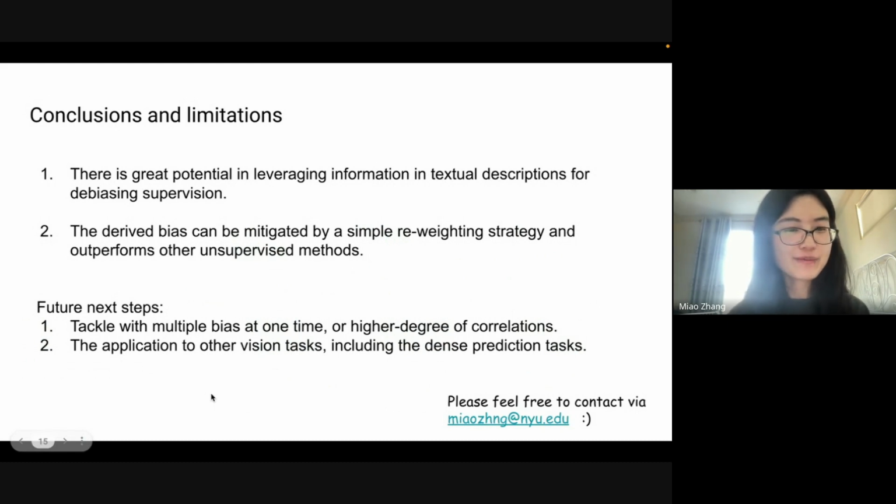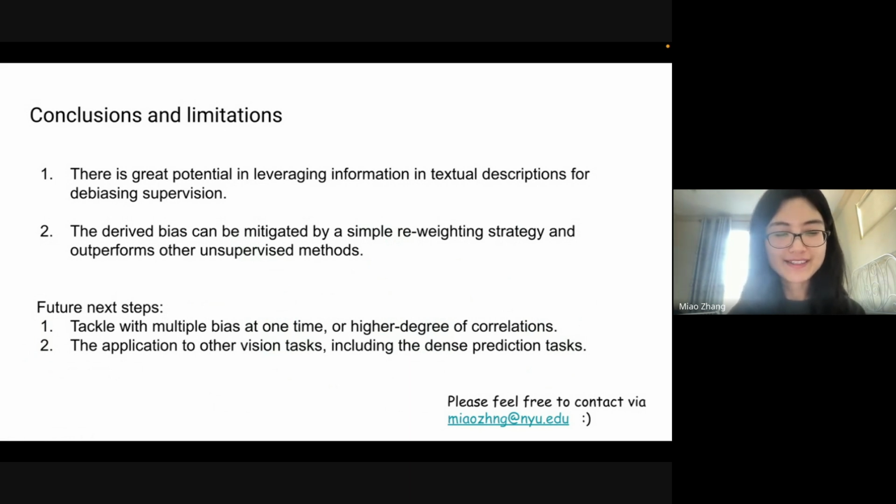From this work, we have an idea that there's great potential in leveraging textual descriptions for debiasing supervision. The bias rooted in data can be mitigated by a simple reweighting strategy and can be more effective than other blindly unsupervised methods. Also, it's interpretable to humans, which I think is an important goal for responsible AI.